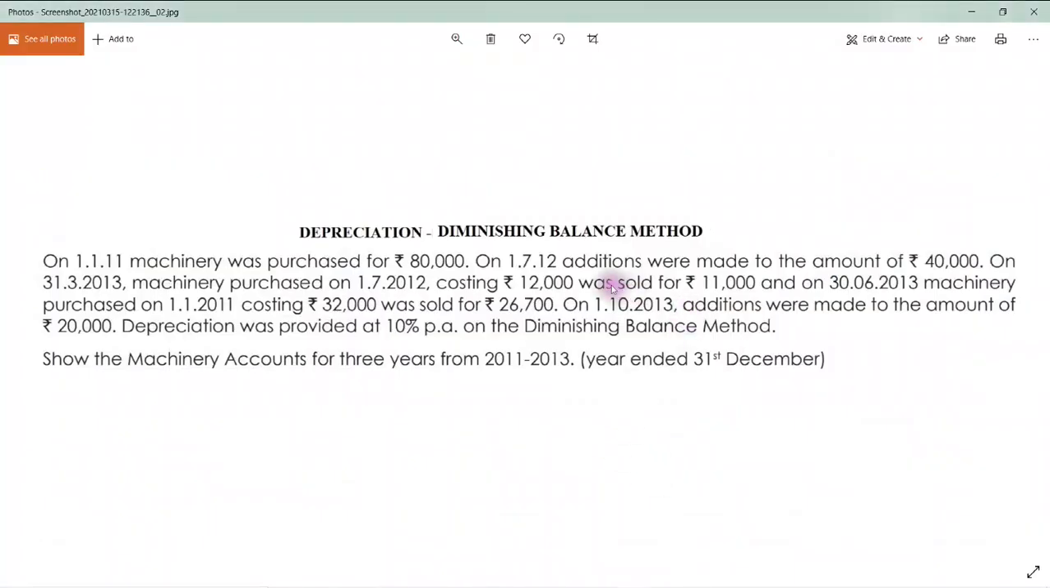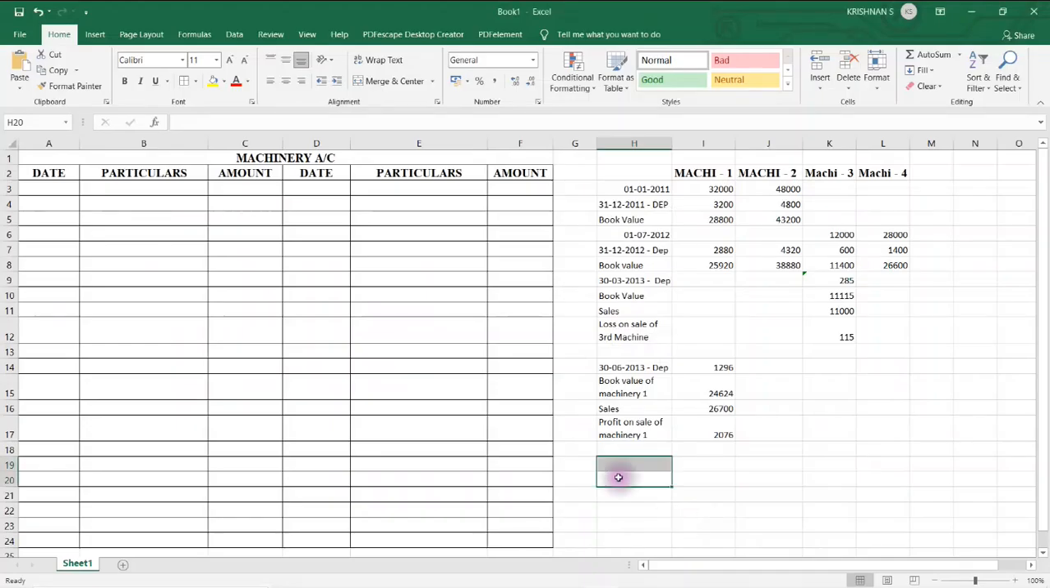Then go to the question. On 1/10/2013, additions were made to the amount of rupees 20,000. So on this date, machinery 5 was purchased for rupees 20,000.